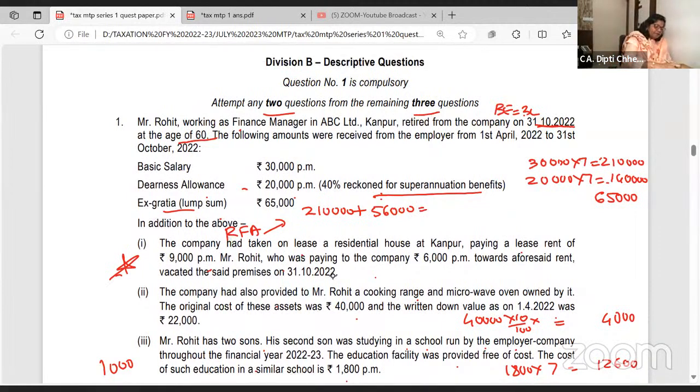So 2,10,000 plus 56,000, 2,66,000. Yes, that is the definition of salary. 15% of this, how much is coming? 39,900. Or lease rent paid, 9,000 into 7, 63,000. Are you all with me? 15% of the salary or lease rent paid, whichever is lower, you have to take.